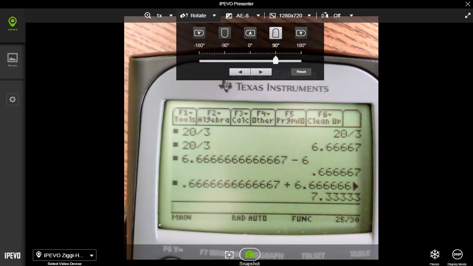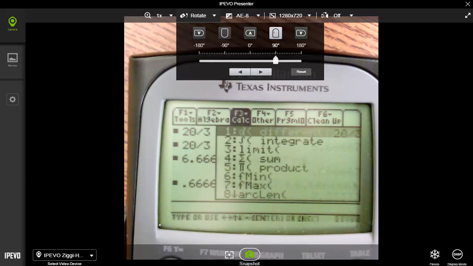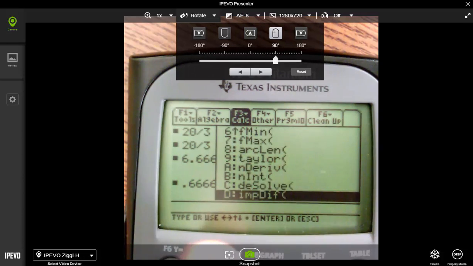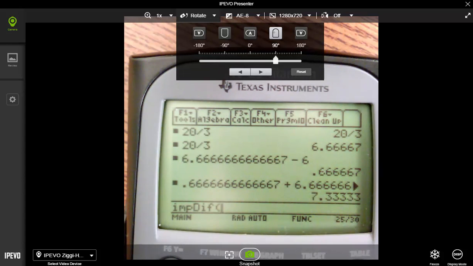Okay, alright, so what we're going to do is have the calculator take the derivative implicitly. So how do we get there? Do you remember? Impdiff, which is F3, up arrow, right? And click on impdiff, and our equation was x squared plus y squared equals 1, comma, now you've got to tell the calculator what the x variable is. So comma x, comma y, and close the parentheses, and press enter.